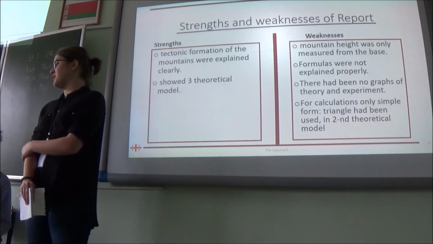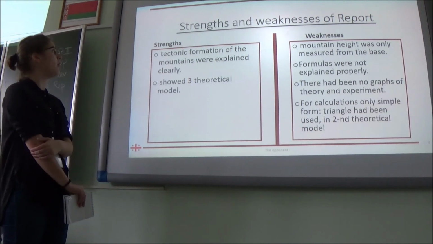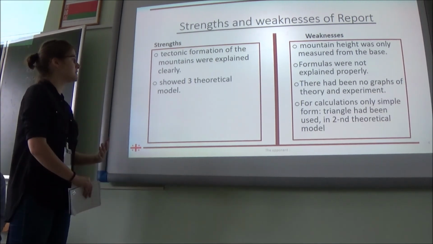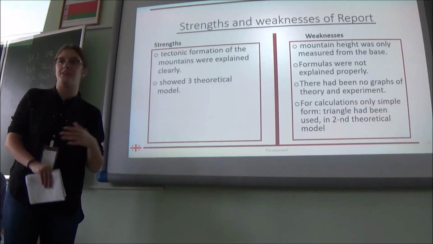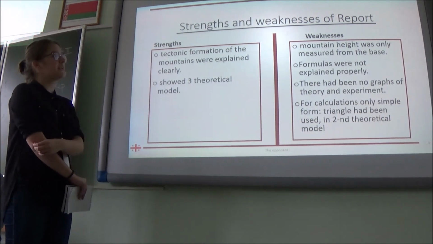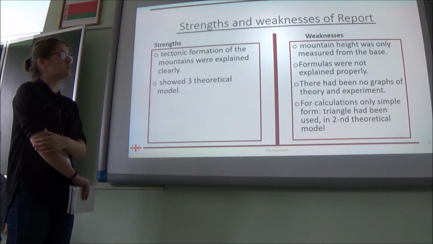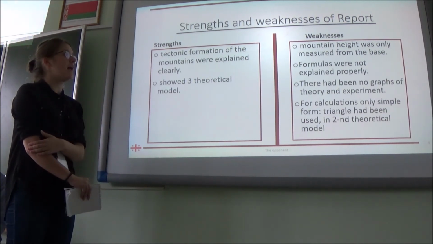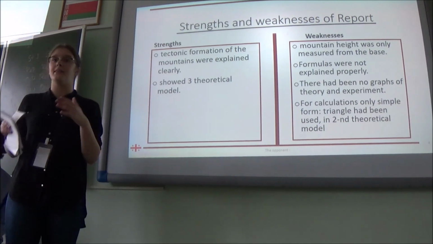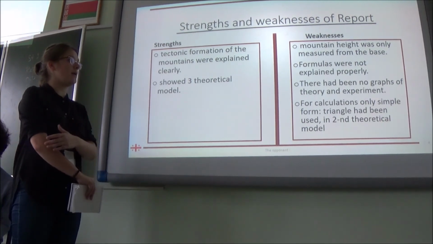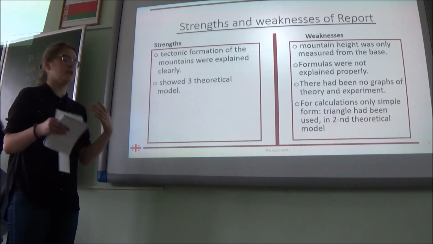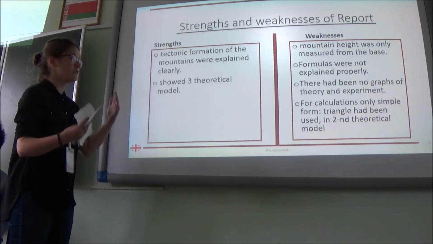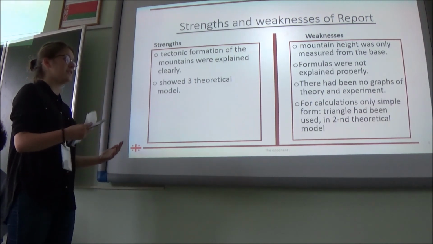Now I'm going to talk about the strengths and the weaknesses of the report. The strength is that the tectonic formation of the mountains was clearly explained, and he showed 3 different theoretical models. The weaknesses were that the mountain height was only measured from the base, the formulas were not explained properly, and there was no graph of the theory and the experiment, as well as for the calculations. He only used simple forms, and a triangle was used in the second theoretical model.